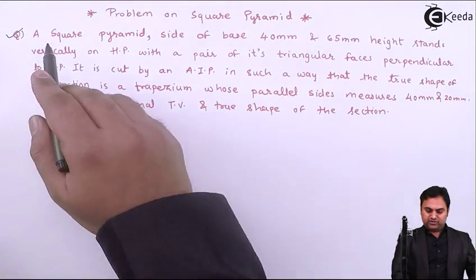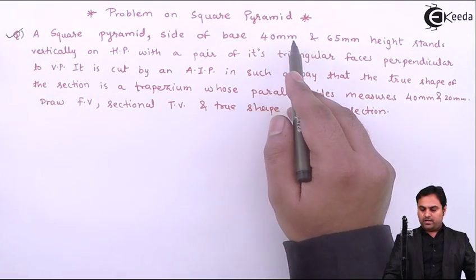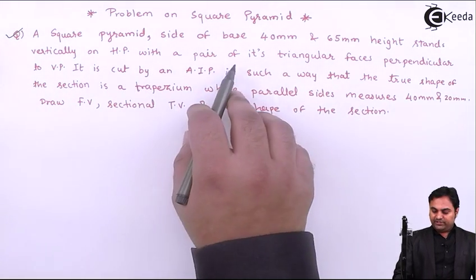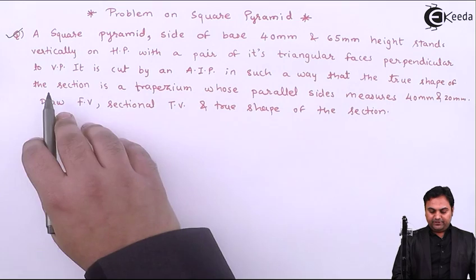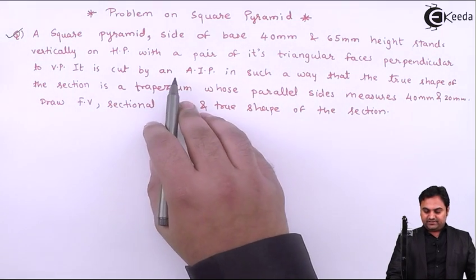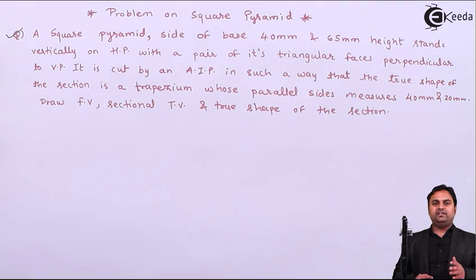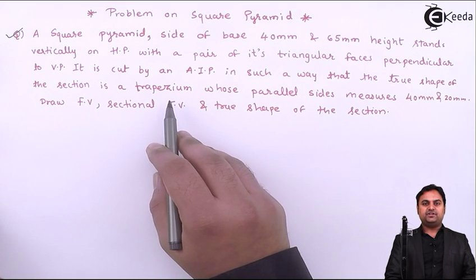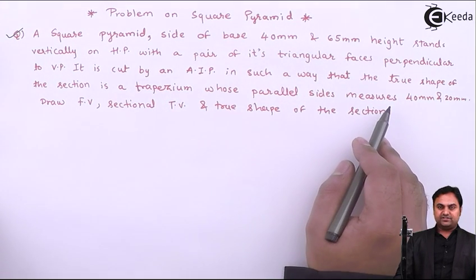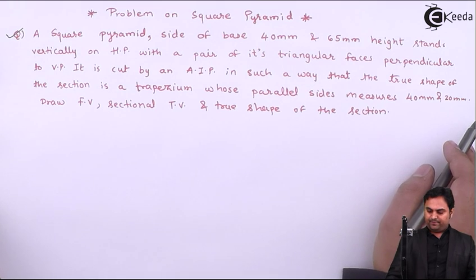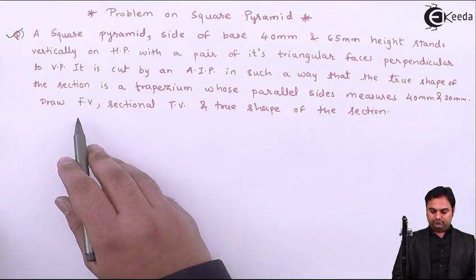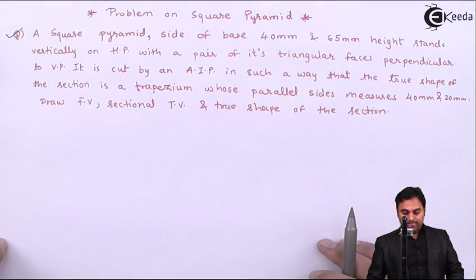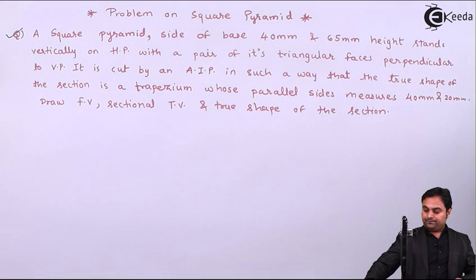It is given that a square pyramid, side of base 40 mm and 65 mm height, stands vertically on HP with a pair of its triangular faces perpendicular to VP. It is cut by an AIP, which is auxiliary inclined plane, in such a way that the true shape of the section is a trapezium whose parallel sides measure 40 mm and 20 mm. Draw front view, sectional top view and true shape of the section. So this is the question in front of us.